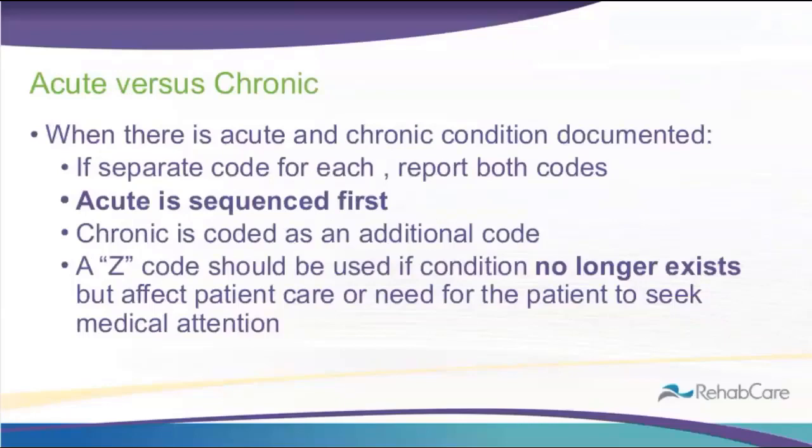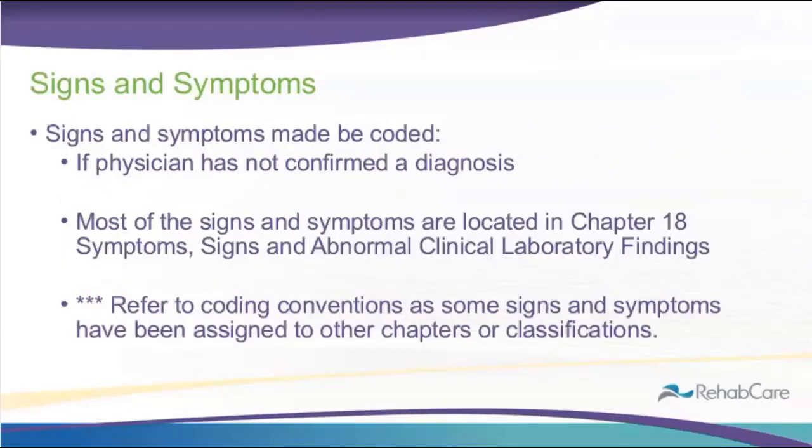So acute versus chronic: when there's an acute and chronic condition documented, if there are separate codes for each one, the acute is always going to be sequenced first, and then the chronic is added as an additional code. A Z code is used if the condition no longer exists but affects patient care or the need for the patient to seek medical attention. I've got an example of that in here to show you when we get to the case studies.